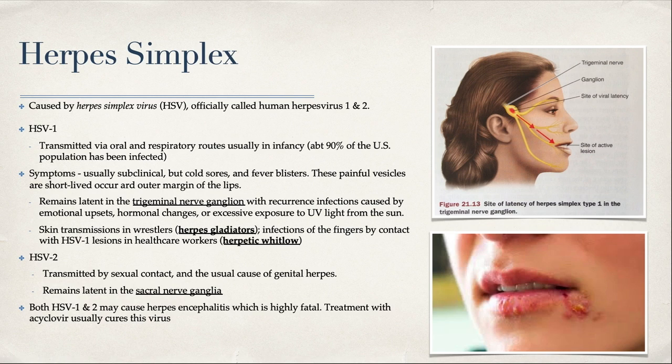Then you have the herpes simplex virus, which causes herpes simplex. So you're talking about human herpes virus 1 and 2. So human herpes virus 1 is transmitted also by oral and respiratory routes. And usually in infancy, you have about 90% of the population in the United States that are infected with it. The symptoms are subclinical, but you may have cold sores and some fever blisters in some cases.